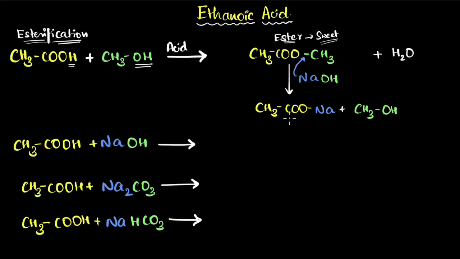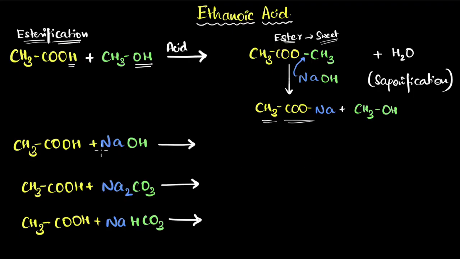And this particular molecule is the sodium salt of your carboxylic acid. It has lost its H and it has now become a salt. And this is useful in creating soaps. And therefore this reaction is called the saponification reaction.